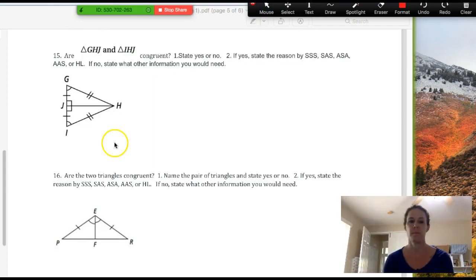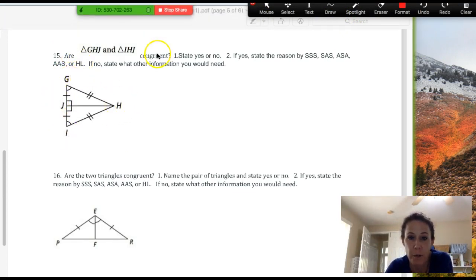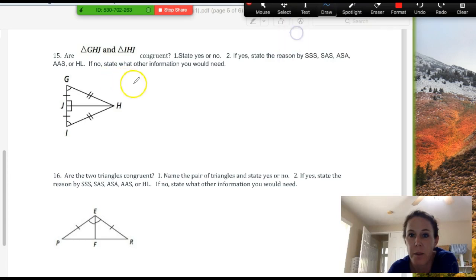On to the next one. All right, number 15. Are triangles GHJ and IHJ congruent? It says: 1, state yes or no. 2, if yes, state the reason by side, side, side. All of these reasons you can choose from. If no, state what other information you would need. So I need to do 2 parts to this. I want you to label it. Part 1, yes or no.